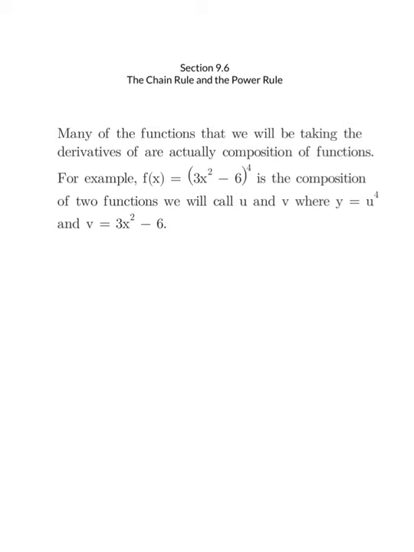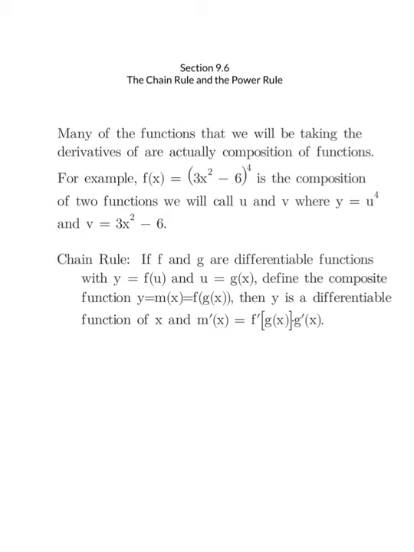being raised to the fourth, that is the composition of two functions that we're going to call u and v, where y equals u to the fourth and v equals 3x squared minus 6. In this case, our composition occurs because we put the v function in where the u was. It's one function being put inside of another.